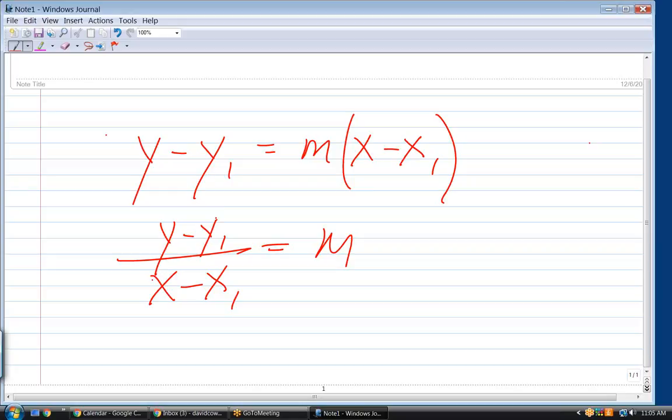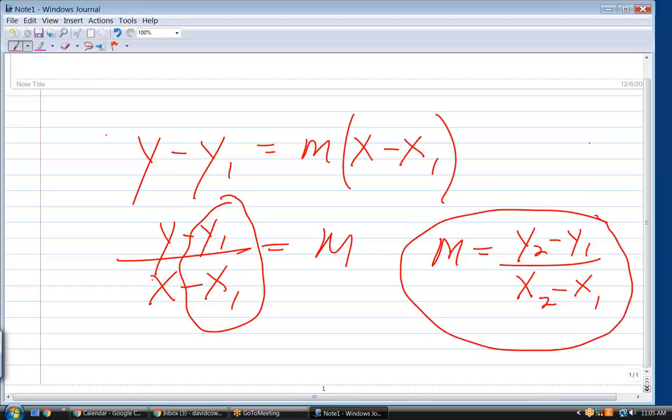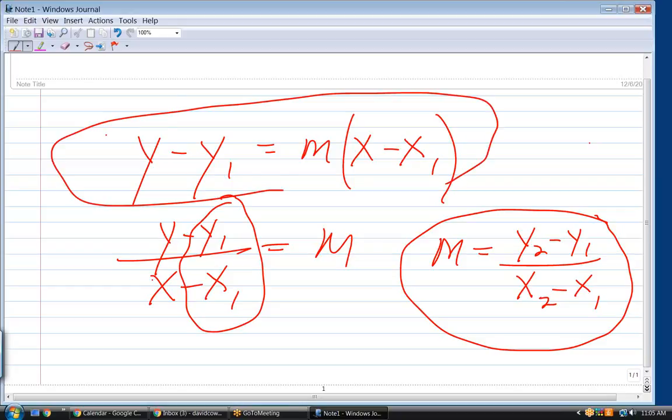But there's only 1 point, and that 1 point is x1 and y1, as opposed to the way slope is defined, which is y sub 2 minus y sub 1 over x sub 2 minus x sub 1. Right. This is figuring out slope from 2 points. But if you already have the slope and 1 point, then you're going to use this, where there's only an x sub 1 and a y sub 1. Okay.